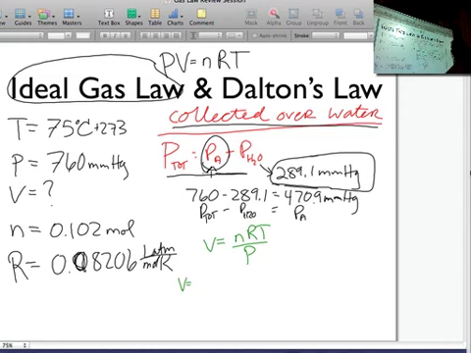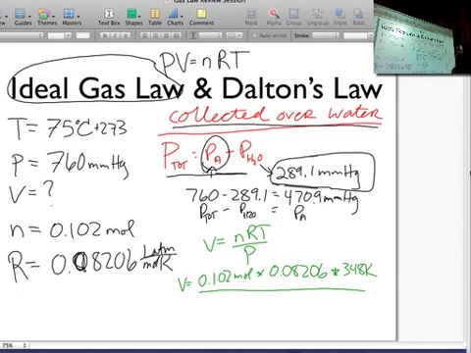Volume is what we're trying to solve for, right? On this one, N. What's N? Number of moles. And that's 0.102 moles. What's R? 0.08206. I won't write the units this time. Temperature. Did anybody do it? It's 348 Kelvin. Okay. What's pressure? The pressure is 1 atmosphere.